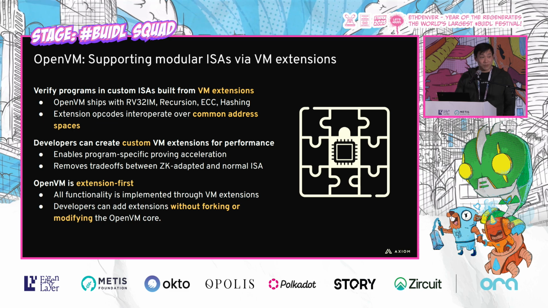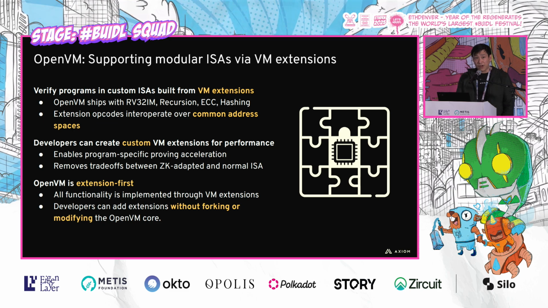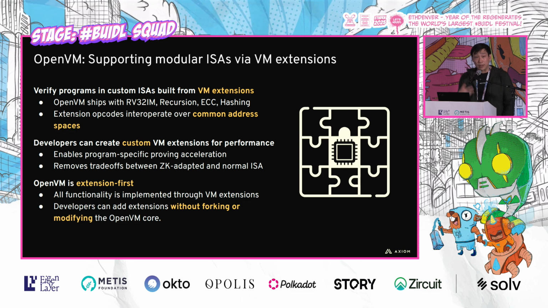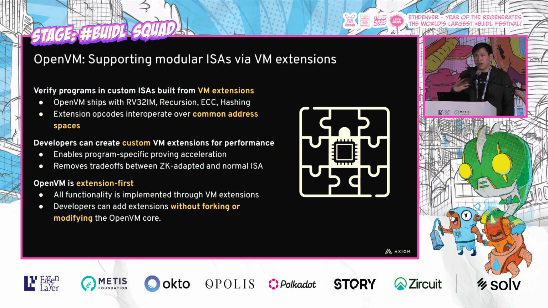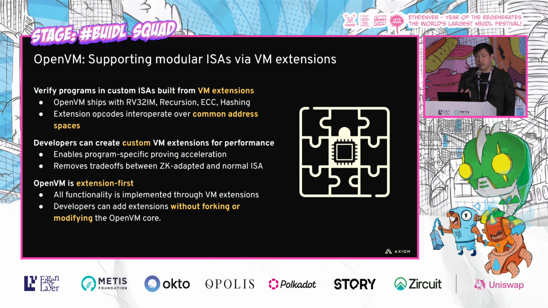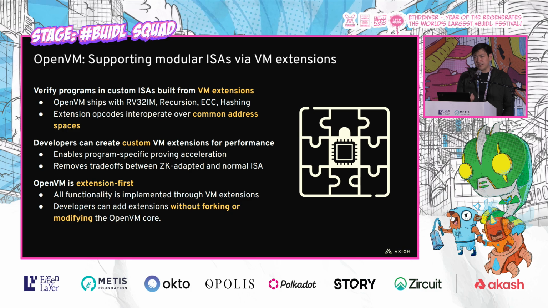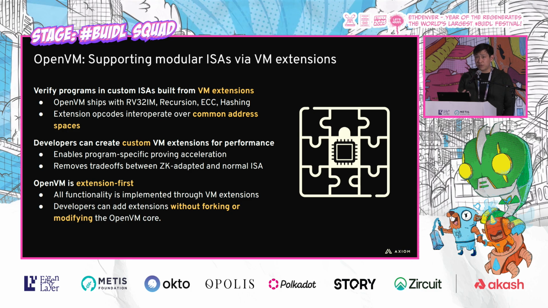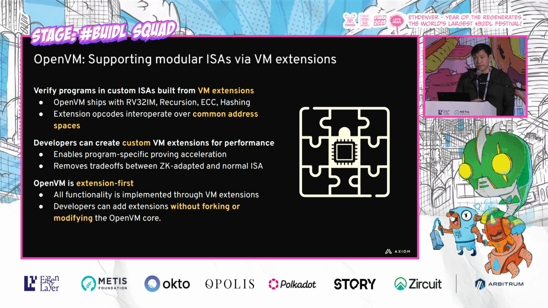So of course, we developed a set of default opcodes. So OpenVM ships with RISC-V, recursion, elliptic curve cryptography, and hashing support. But our architecture actually allows developers to create a new VM extension to accelerate performance in their specific use case. And these extensions could be very program-specific and perhaps not relevant for other users of OpenVM.